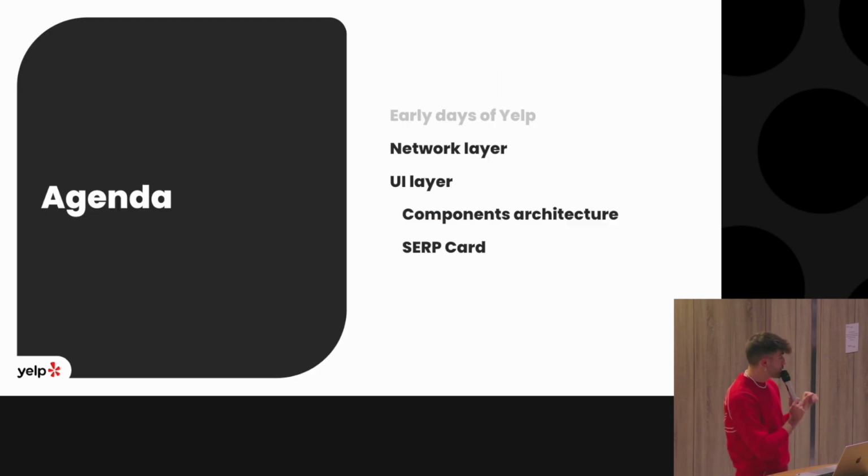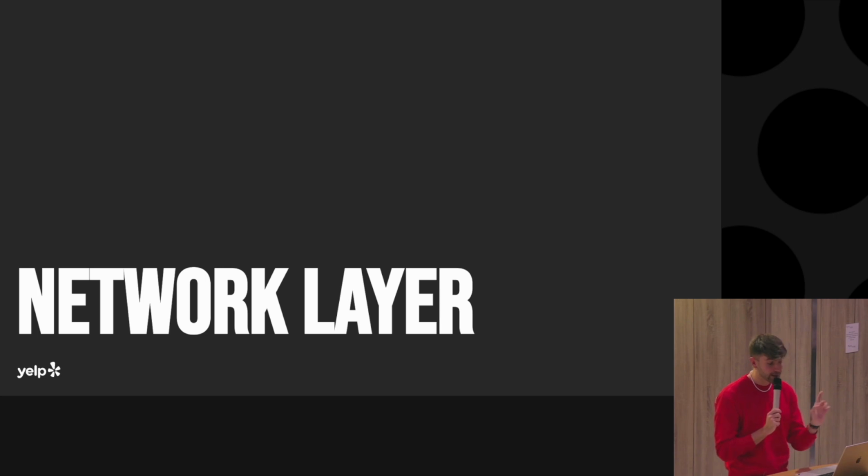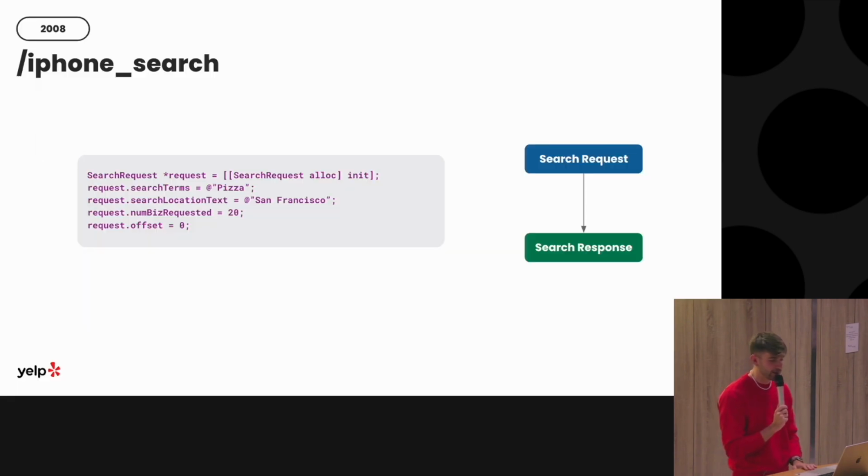So I'll show you quickly a couple of things. A bit of the network layer and a bit of the UI layer. I cut a couple of slides, and I'm going to show you some high-level things and solutions that we have. I promise there won't be much code to read, because I know it's late. So let's start from the network layer.